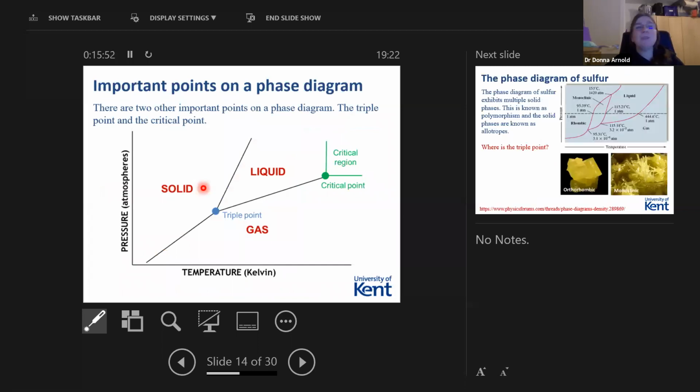So there are two other really important points on this phase diagram that we need to talk about a little bit more. We can see here, this is called the triple point. And at the triple point, we have solid, liquid, and gas all in equilibrium together. The other important point is this point up here. Above a certain temperature and pressure, we get to the critical point. And above this, we have what's known as the critical region. We'll come on to that in a couple of slides' time and talk about the critical region a little bit more. But these are important things you need to remember.